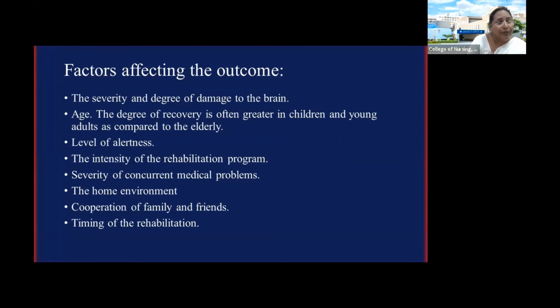The timing of the rehabilitation. When do you start the rehabilitation? Do you start on day 1? Do you start on day 5?